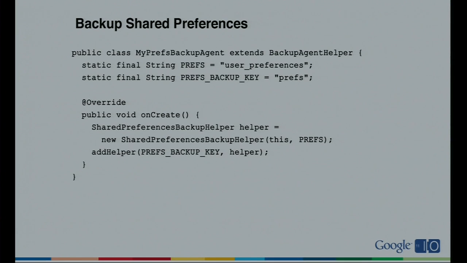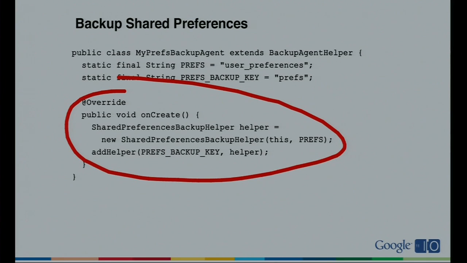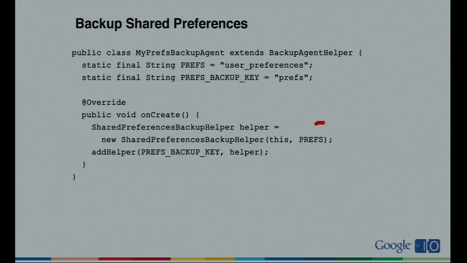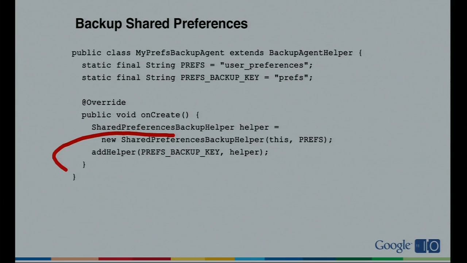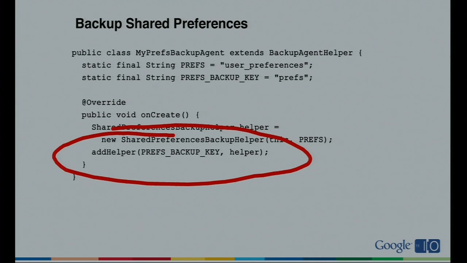So you can see we're creating a backup agent helper, and within onCreate, which is this bit here, we're creating a new shared preferences backup helper. This is really straightforward. We're specifying the name of the shared preferences file, which we've defined up the top here. So that's just user preferences. And we're adding a helper for each of the keys you want to back up.